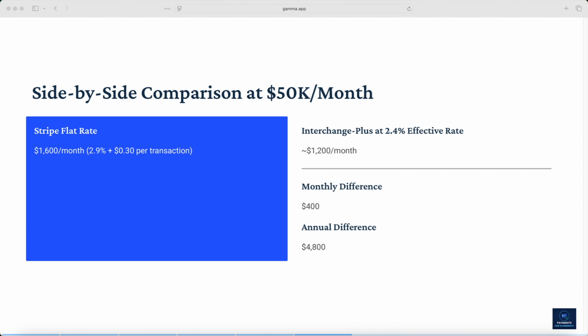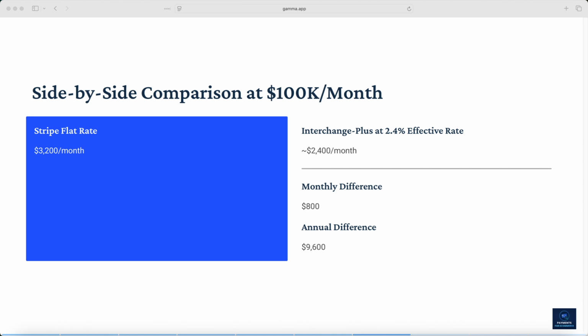For a lot of businesses, that is a meaningful number. It's a part-time employee, a solid ad budget, or simply more margin on every sale you make. And this is at the lower end of the volume range where Interchange Plus starts to make sense.